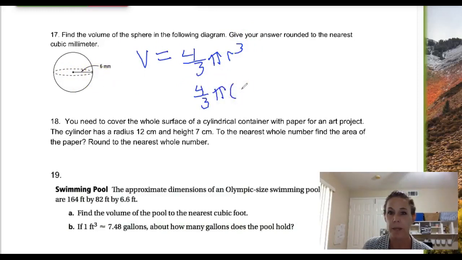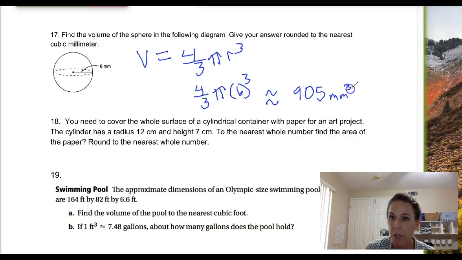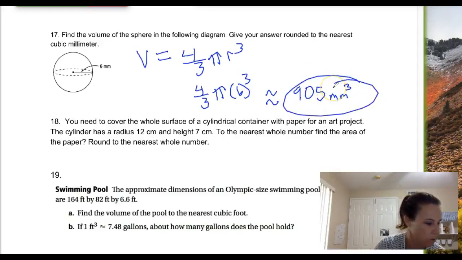Pi times your radius, which is 6, and you're going to cube that. All right, do the math on that. Just grab a calculator and do 6 times 6 times 6, or 6 cubed if your calculator does that. Multiply that by 4, divide that by 3, and then we want rounded to the nearest cubic millimeter, so we do want to multiply out pi also. And we're going to get an approximation rounded to the nearest cubic millimeter, 904.7, which I'm going to round to 905 millimeters, and it will be cubed. And there's your solution for that one.